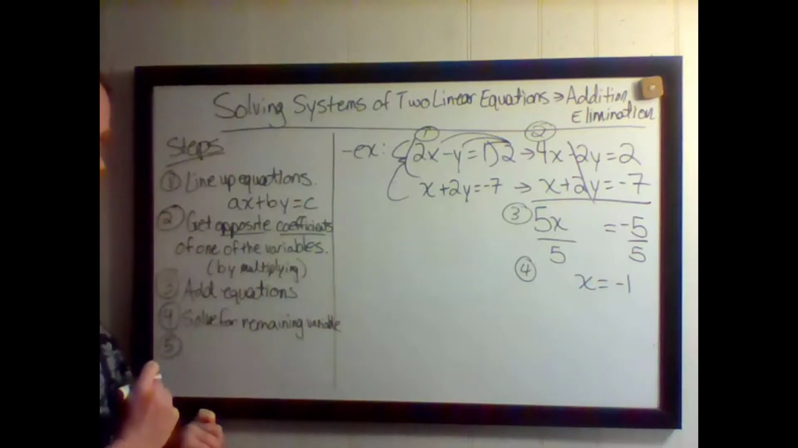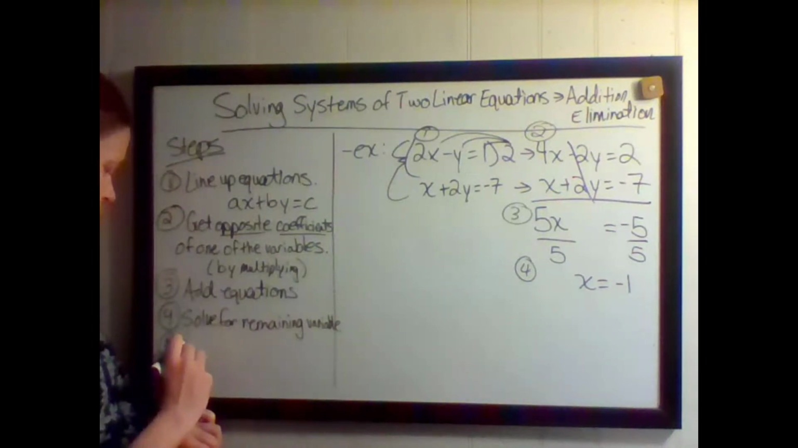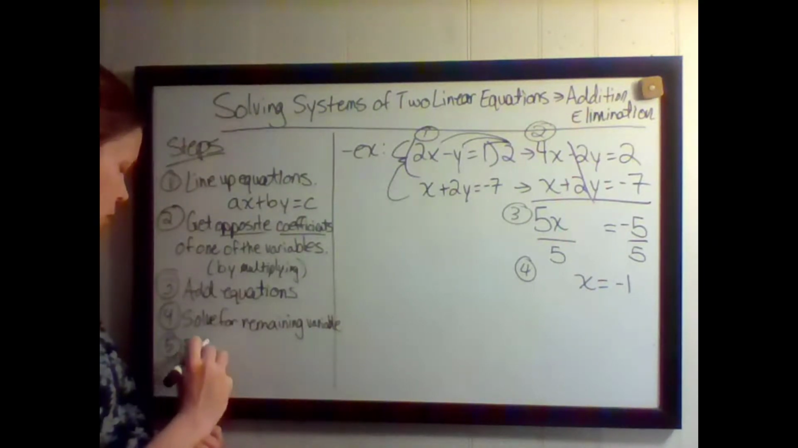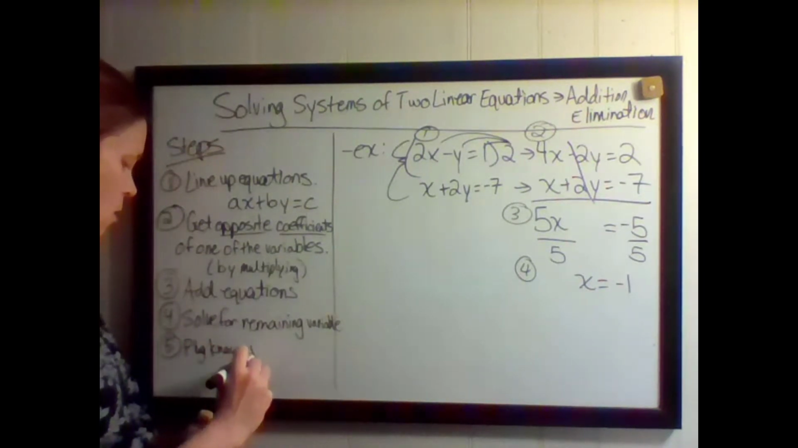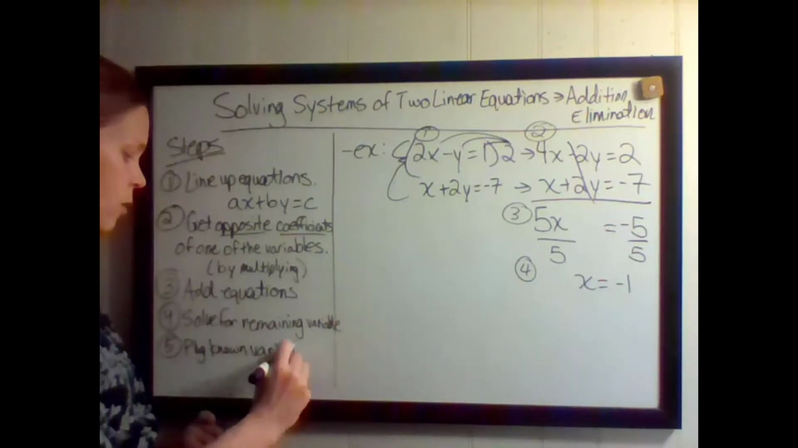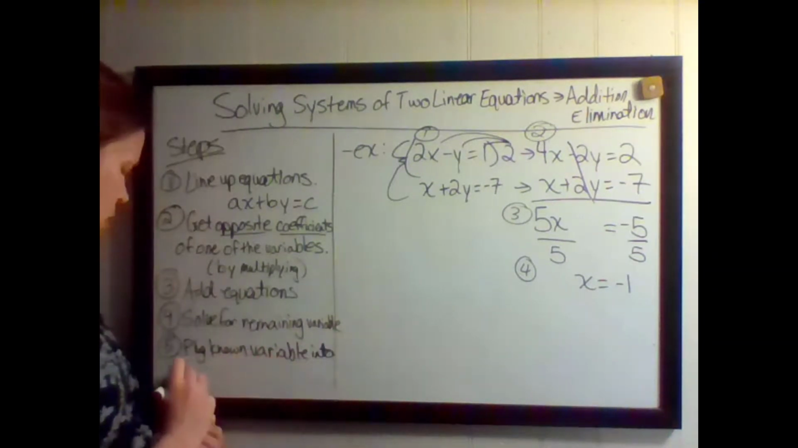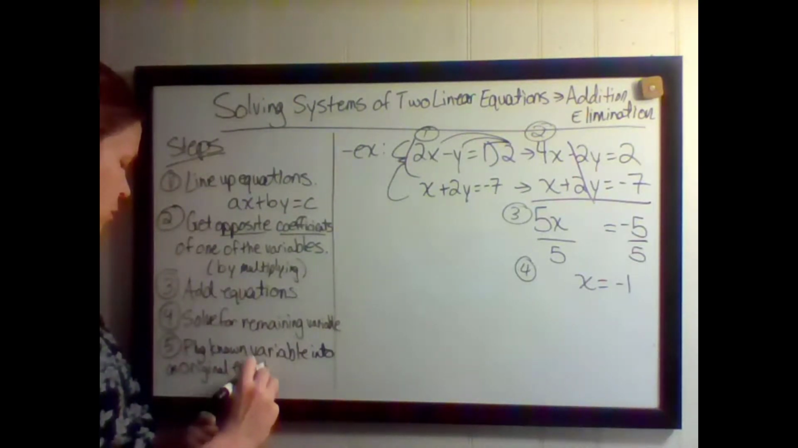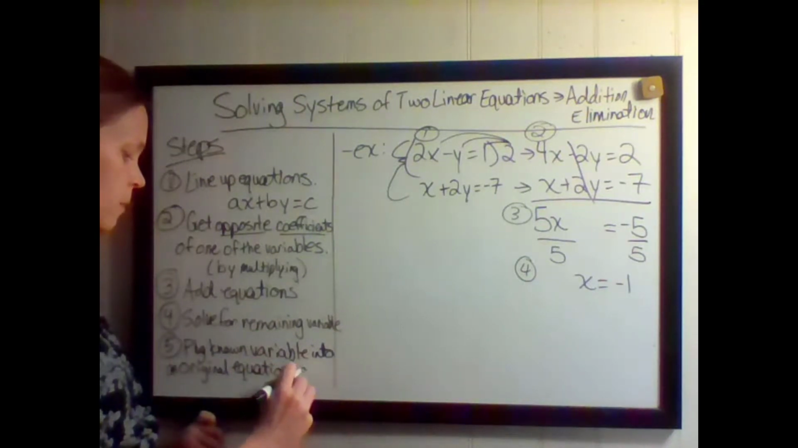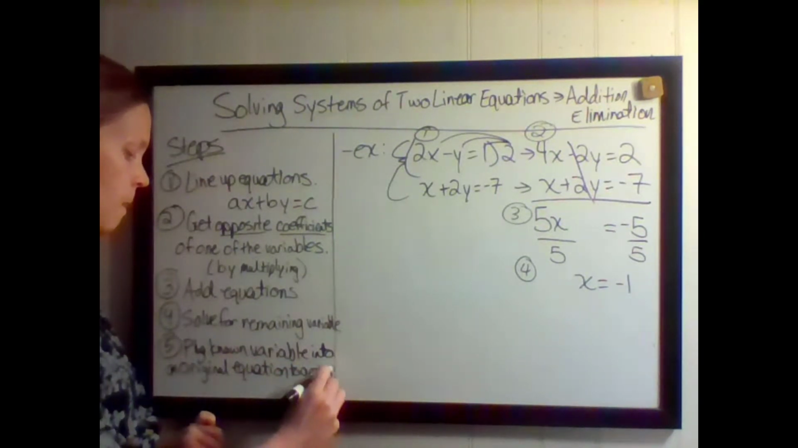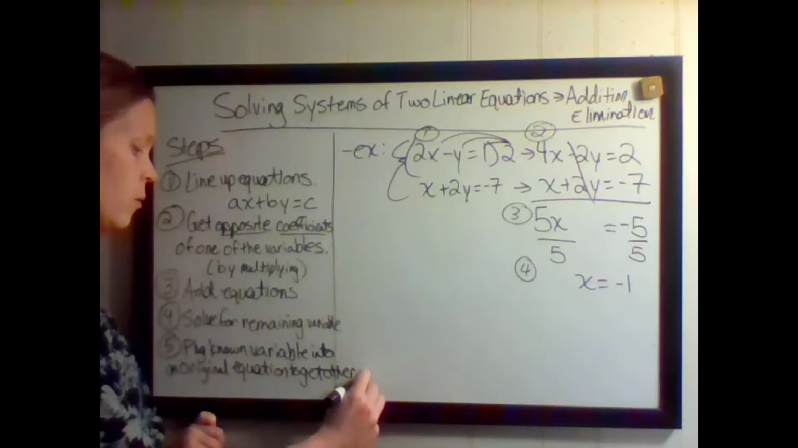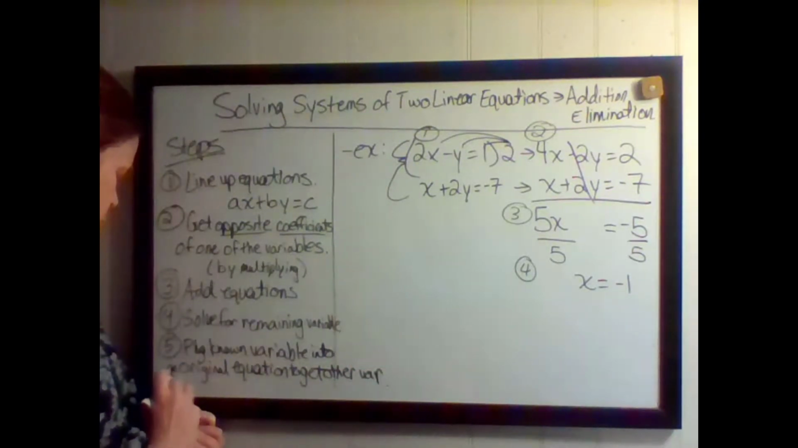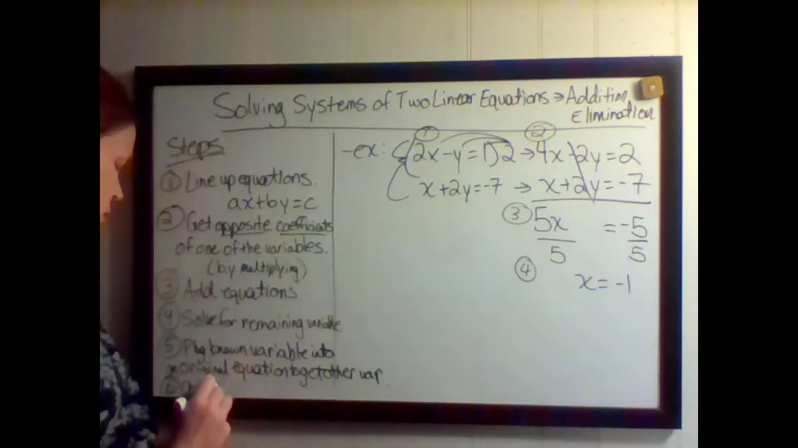Okay, so now once I get the x, in this case, the remaining variable, now I have to get the other one. Plug the known variable into an original equation to get the other variable. And I want to leave room for my step 6 of a check.